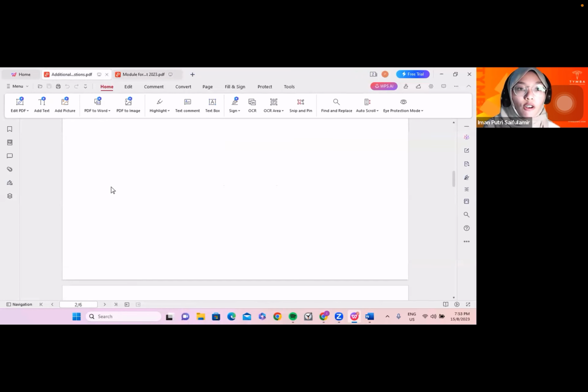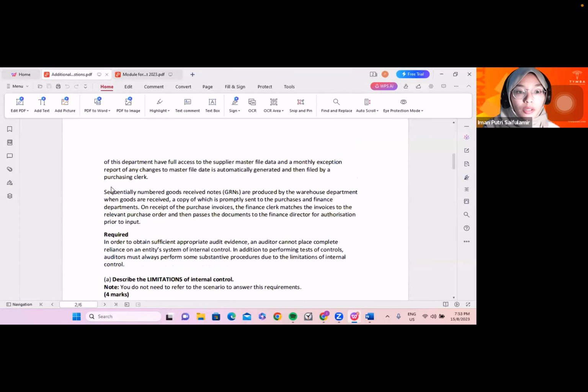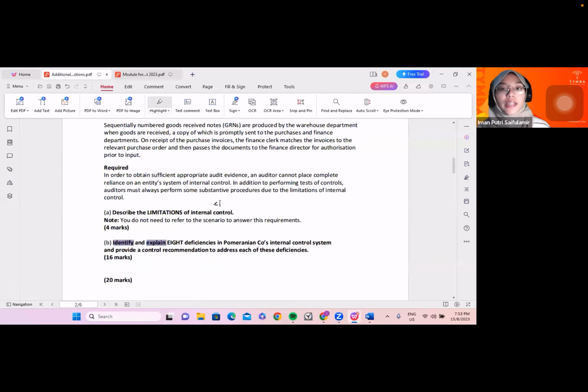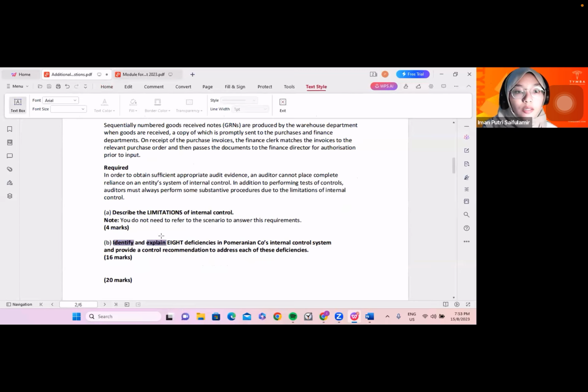Let's firstly start off with Pomeranian Co. Okay, so they ask us to identify and explain. We will highlight the verbs. Identify and explain 8 deficiencies in Pomeranian's internal control. Again, when they ask us to explain, we are basically talking about what is the direct and general implication, or what is the risk. What is the risk of this deficiency in internal control?